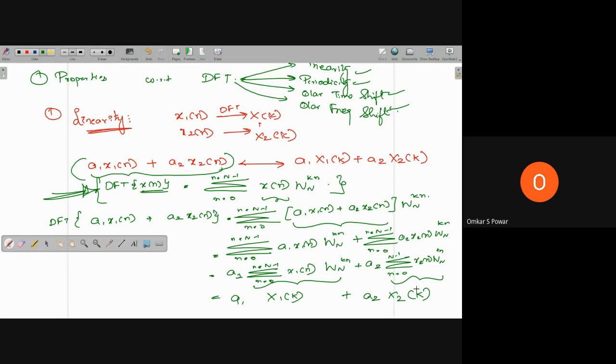So basically you have to remember the formula for DFT of x of n, which is summation n varies from 0 to n minus 1 x of n omega n of kn, and just substitute that for x of n. What is there? a1 x1 of n plus a2 x2 of n, and then expand it and bring it to the proper form to get your answer. So this is the linearity property of discrete Fourier transform. So similarly, we have to see the periodicity property, and then circular time shift and circular frequency shift. So let us see one by one.